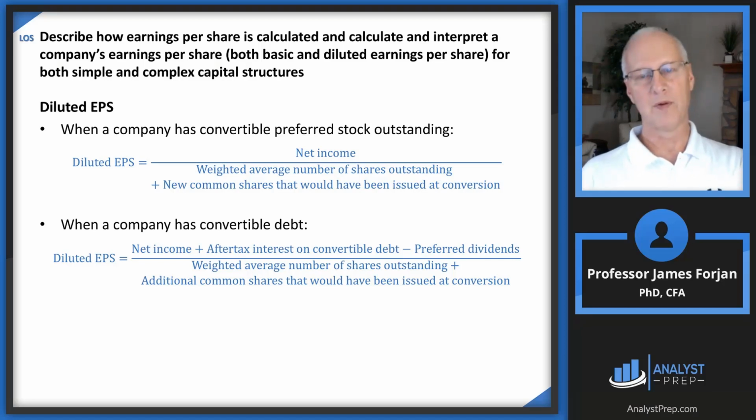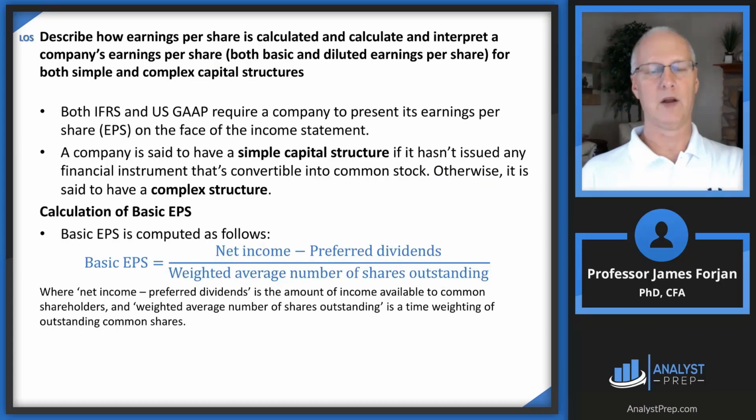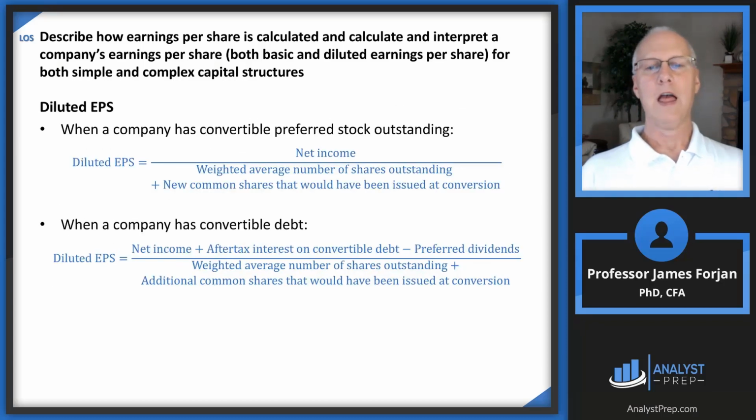We've got to take out the preferred dividends like we did back in the basic EPS. But then we have to add in the after-tax interest on the convertible debt because that reflects the interest expense on that convertible debt. And remember that we are allowed to deduct that on the income statement, so we have to do the after-tax thing because we get a subsidy. And then we divide by, once again, the weighted average number of shares, but then we have to add the number of shares that the bondholders will receive when they convert their bonds.